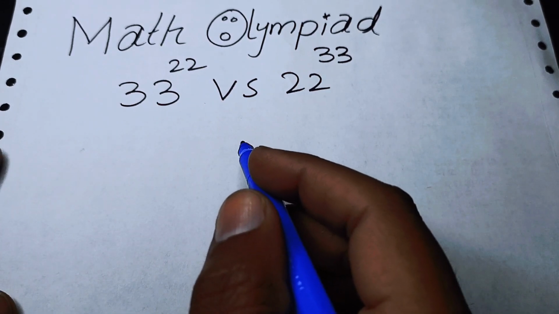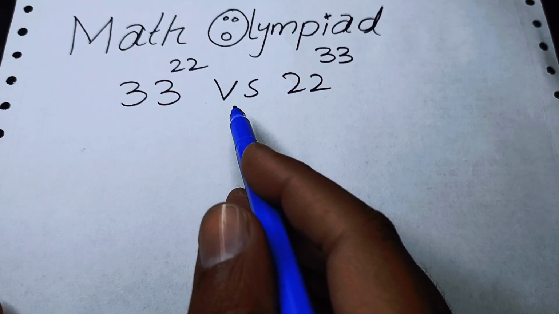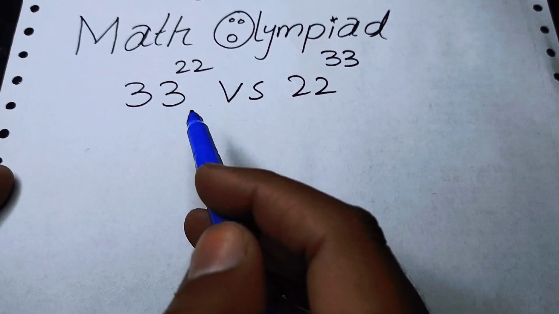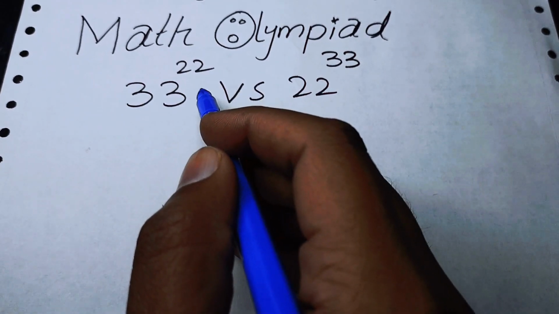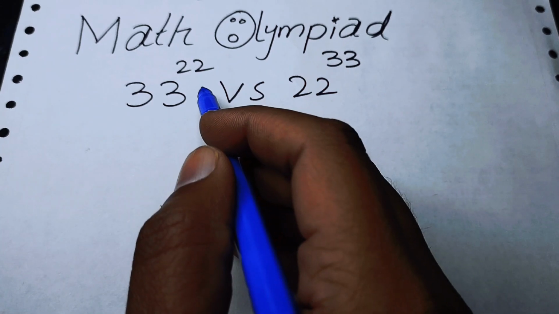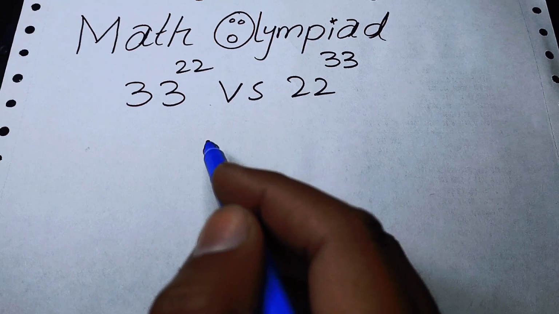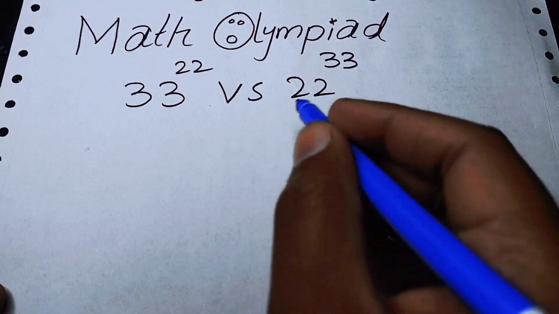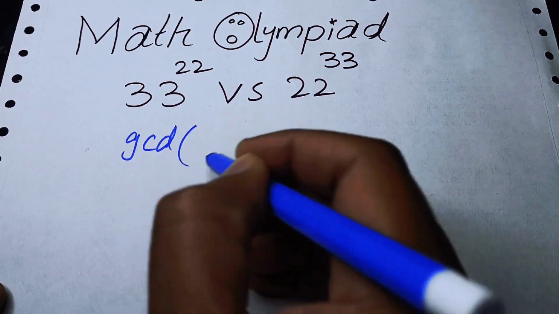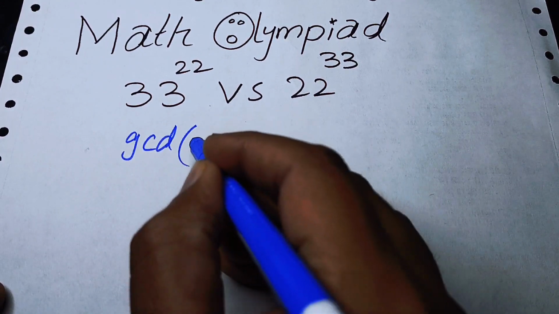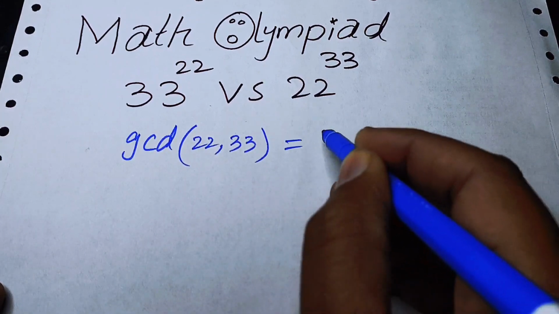In this video we are going to check which of these numbers is larger. The very first thing we are going to do is check the greatest common divisor of the numbers 22 and 33. Here we see that the GCD, or greatest common divisor, of 22 and 33 is 11.